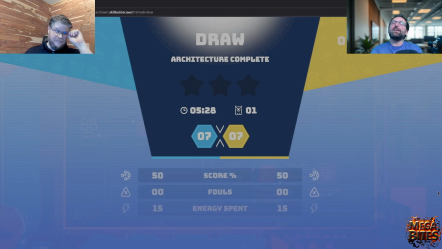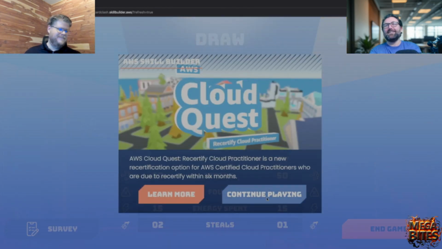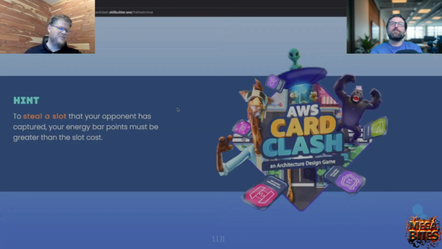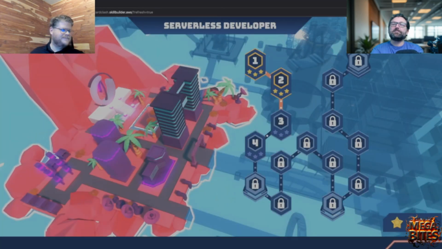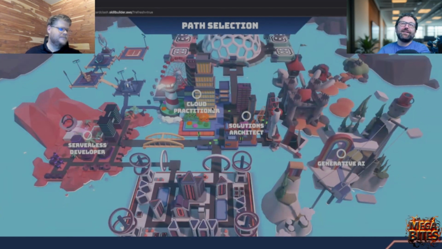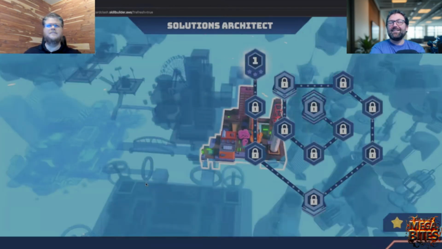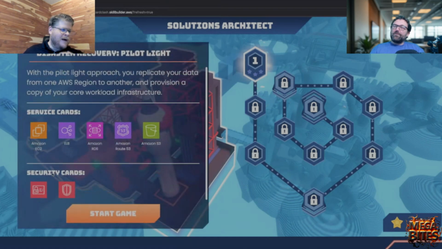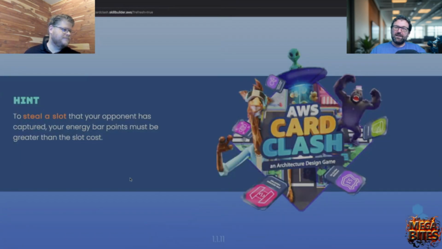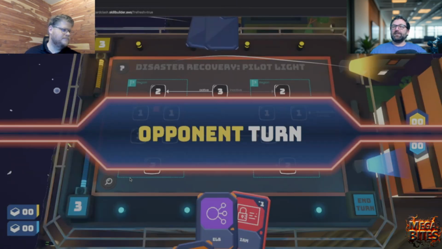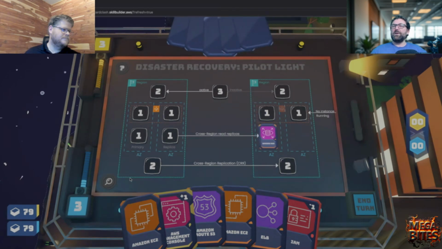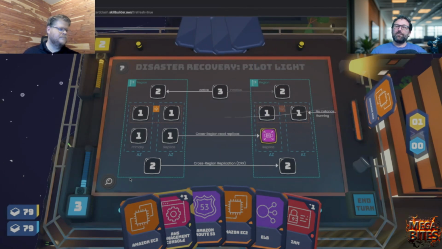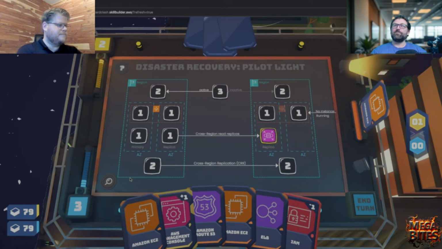Yep, indeed. Okay, let's try the solutions architect. You've had enough serverless. Yeah, we want to explore the world of Card Clash, right? Yes, we'll explore the world of Card Clash. We'll see what options we have, and then in future videos we're gonna focus more on the advanced levels, like Gen AI. Well, we'll take a look at the basic Gen AI levels, but levels above 4 we'll do in future videos.